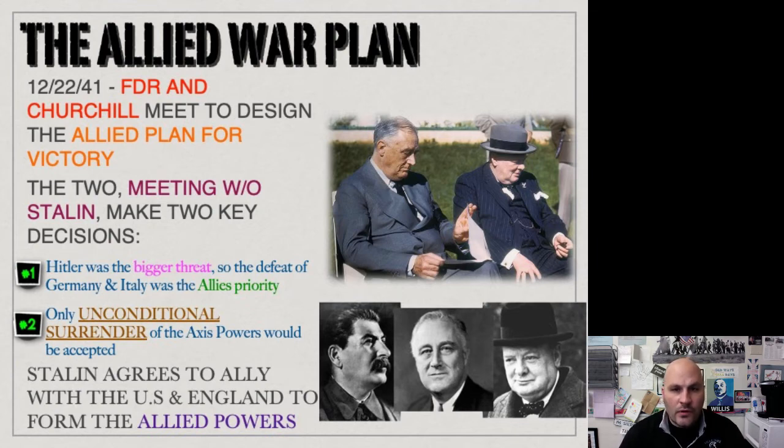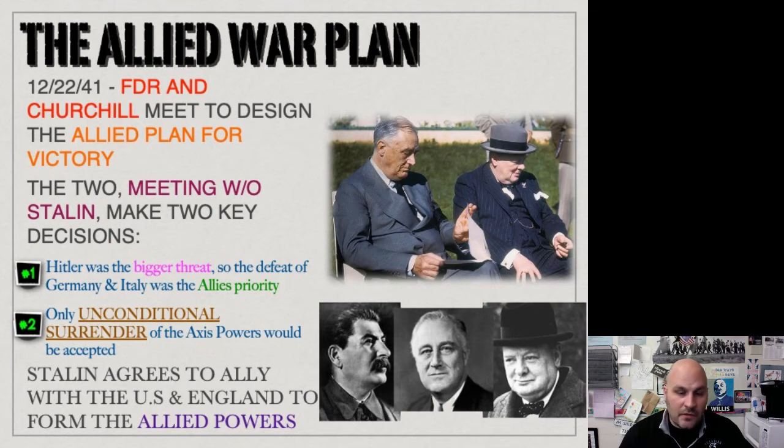This is the big reason why the United States will go to North Africa first, because they believe that defeating Hitler and defeating Mussolini is the priority. And then point number two, which was never really agreed to by Winston Churchill. It was actually Roosevelt who came out and said unconditional surrender of the Axis powers would only be accepted, and Churchill went along with this.